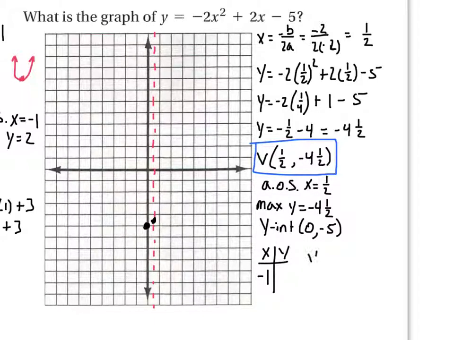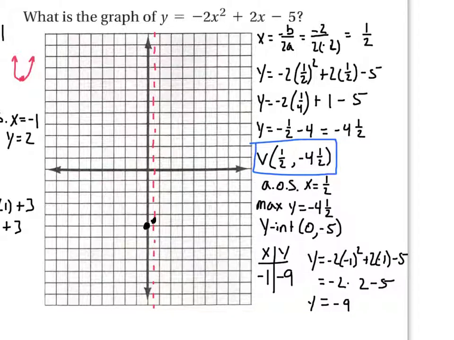So y is negative 2 times negative 1 squared plus 2 times negative 1 minus 5. So negative 1 squared is 1. 1 times negative 2. 2 times negative 1 is negative 2 minus 5. So what's our y value? Negative 9. So there is another point. When x is negative 1, y is negative 9.